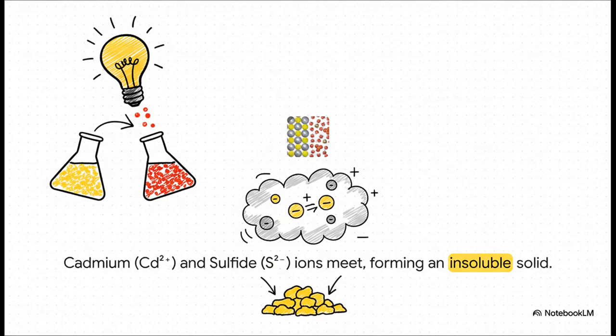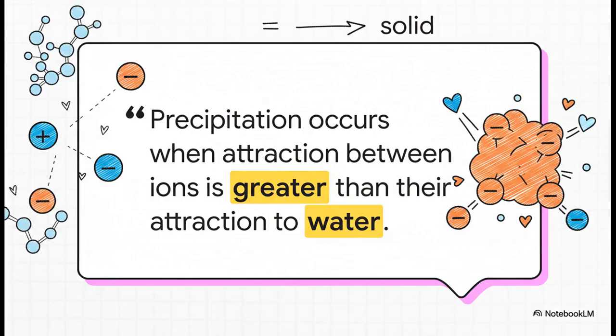Almost instantly, the cadmium ions and the sulfide ions see each other across the room, and the attraction between them is so strong, way, way stronger than their attraction to the water molecules, that they just snap together. And when they do, they form cadmium sulfide. But here's the kicker. This new compound is insoluble. It can't stay dissolved, so it has to crash out of the solution as that amazing yellow solid we saw from the start. And this quote just sums it all up perfectly.